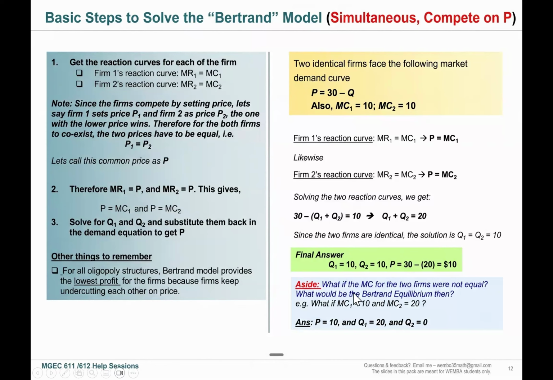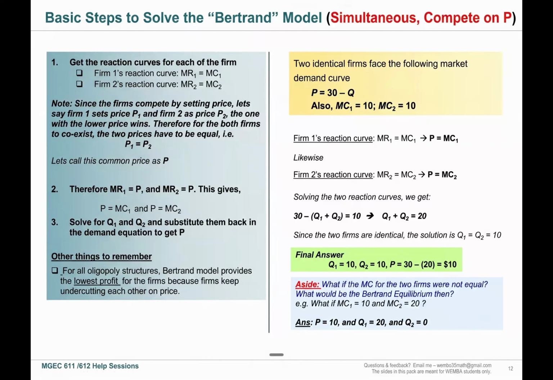Okay. The one other comment here is, what about if we knew that one of the firms had a higher marginal cost than the other one? Let's say firm 1 was 10 and firm 2 was 20. What happens then? Here the answer is very obvious: any firm whose marginal cost is higher will lose out completely, because the firm with lower marginal cost has the ability to go lower in price.